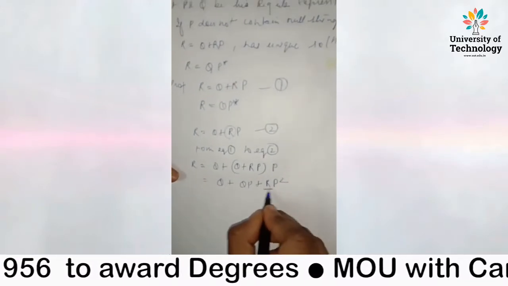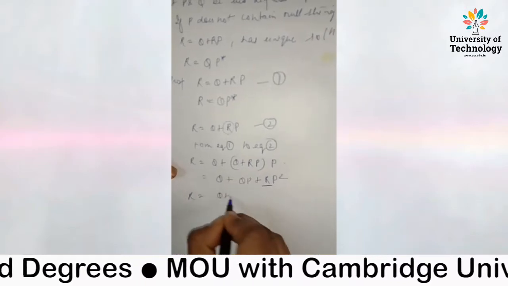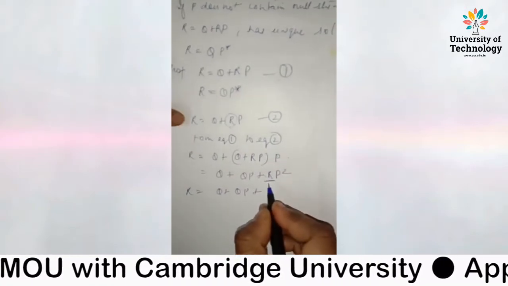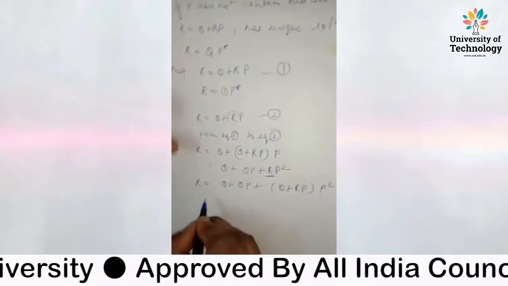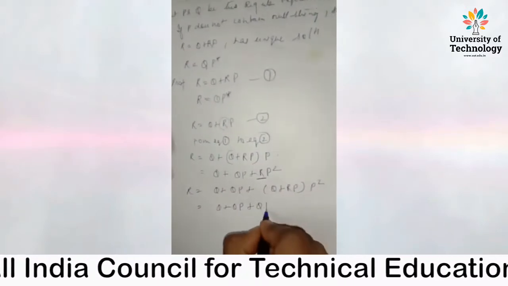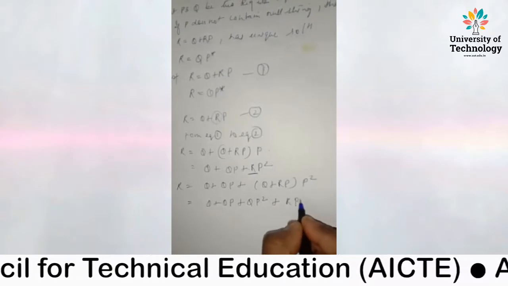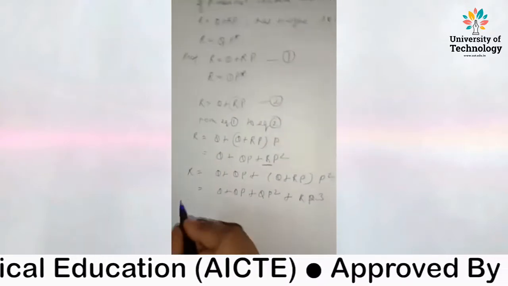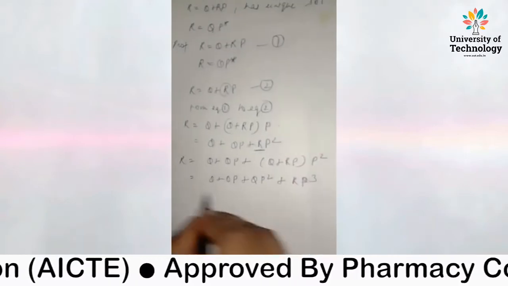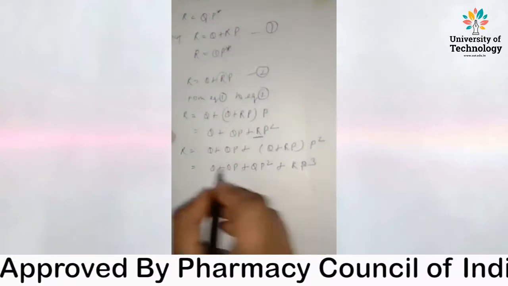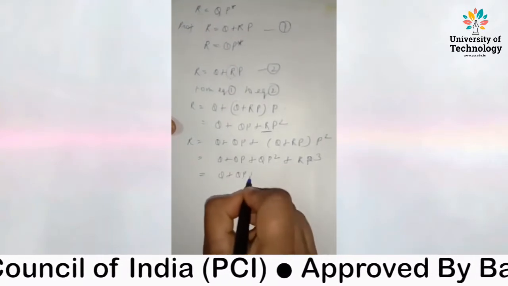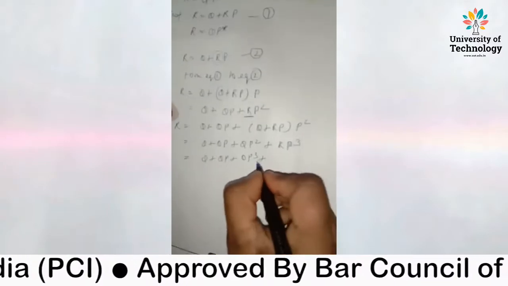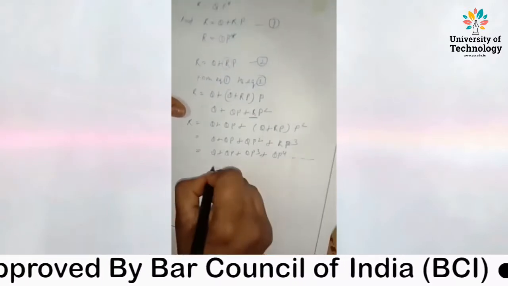Now again I am going to substitute the value of R. R equals Q plus QP plus, what is the value of R from equation 1? Q plus RP, and then P square, right? Again, R equals Q plus QP plus QP square plus RP cube. Now if you see the series, you can see what is happening over here. If we keep on substituting the value, it is going to come as Q plus QP plus QP square plus QP cube up to infinity.